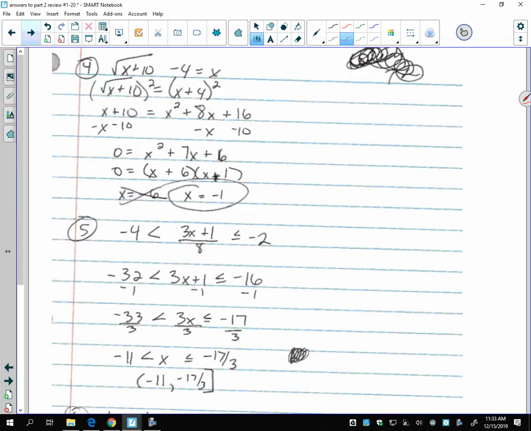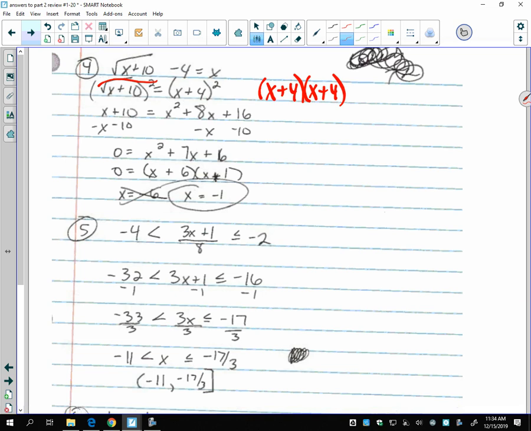Number 4 is a square root equation. So if you can get a square root equation by itself, you can square both sides. But this one has this -4 here. So the first thing you want to do on this is add the 4 over, and then you can square both sides. And when you square both sides, the square root cancels out the square, so I get x plus 10. But over here, you have to FOIL that out, right? X plus 4 squared is really x plus 4 times x plus 4. It's not just x squared plus 16, so that's one place where a mistake sometimes happens.